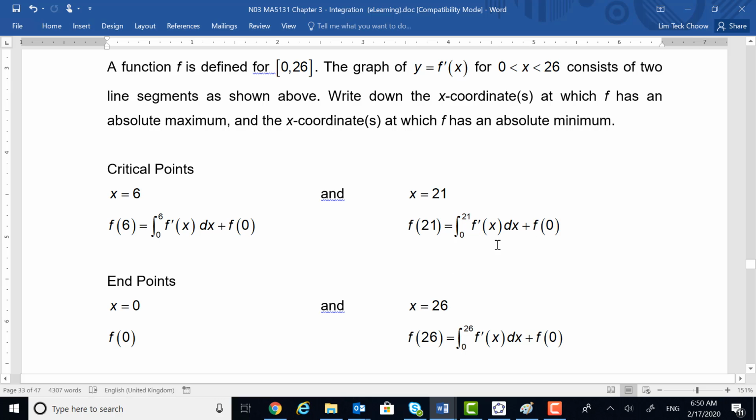Now for the absolute minimum, between these two, this is a much bigger negative number than this, because this one has added on a bit more positive number. Because this is a negative number, this number will be smaller than this. So f(x) actually attains its absolute minimum when x is 21, and the absolute minimum value is actually this.